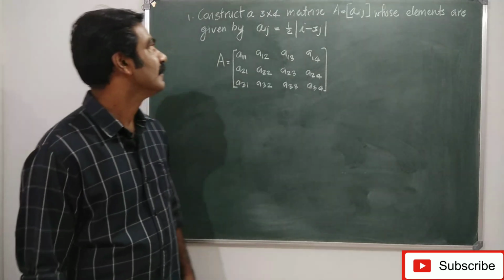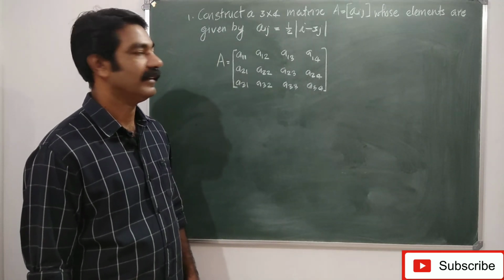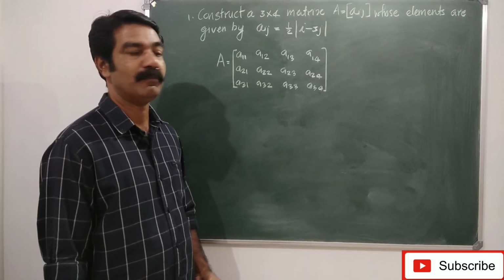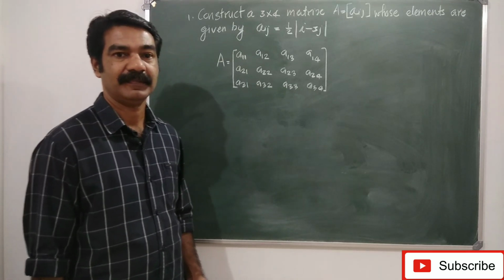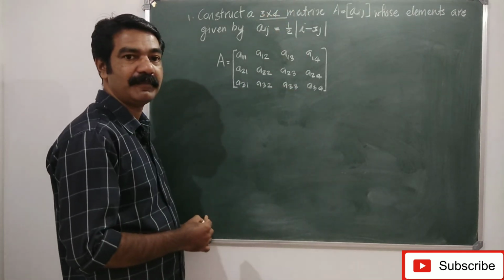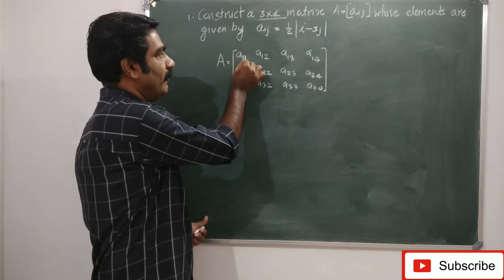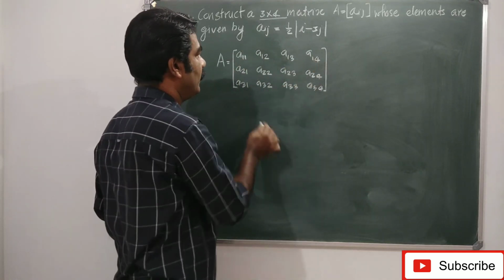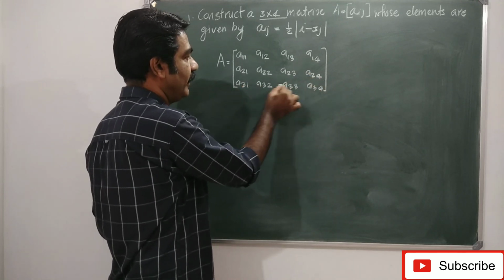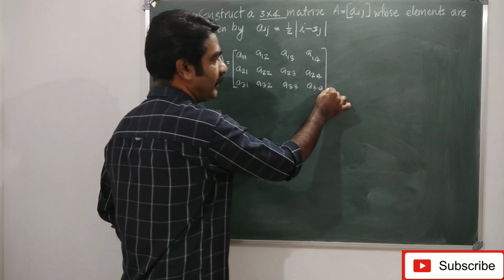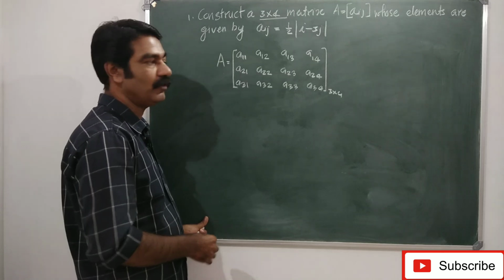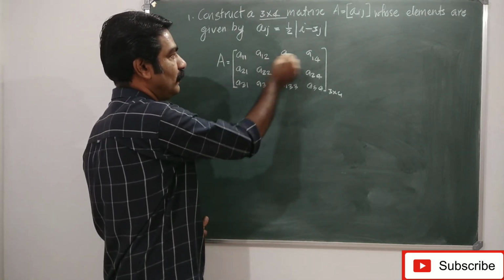Okay, the first problem: construct a 3 by 4 matrix A = [aij] whose elements are given by aij = half into mod (i minus 3j). So we have to construct a 3 by 4 matrix. A is equal to a11, a12, a13, a14, a21, a22, a23, a24, a31, a32, a33, a34. So 3 by 4 matrix: 3 rows and 4 columns. We have to find all these elements.